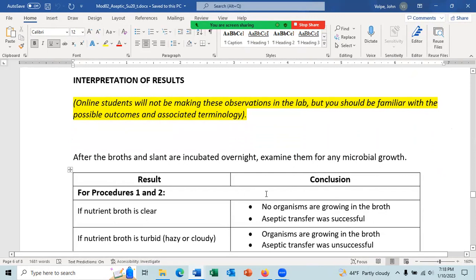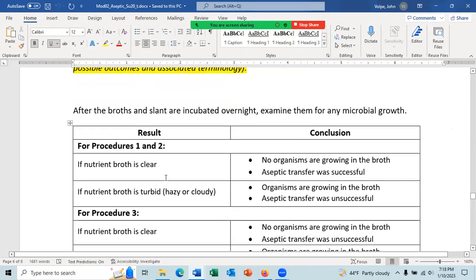You should use this table for interpreting your results for procedures 1 and 2 and the conclusions. For procedures 1 and 2, if the nutrient broth is clear, the conclusion is no organisms are growing in the broth, and aseptic transfer was successful. If the nutrient broth, on the other hand, is turbid, hazy, or cloudy, the conclusion is organisms are growing in the broth and aseptic transfer was unsuccessful.